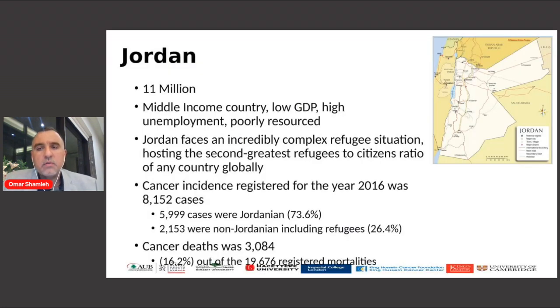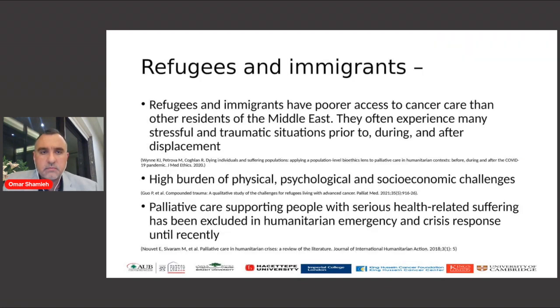Just very quickly, Jordan's population is about 11 million. It's a low middle income country, with low GDP, high unemployment rate, and it's poorly resourced. And as I mentioned, we have faced many refugee hits. The cancer incidence now in 2022, the population is probably around 11 million, with about 4 million non-refugees or non-Jordanians. Cancer deaths are about 3,500 per year.